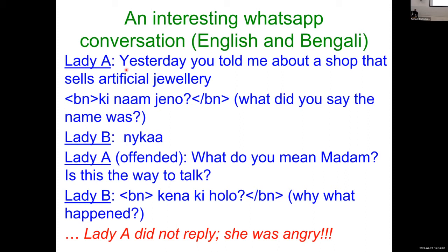Now Lady A asks, yesterday you told me about a shop that sells artificial jewelry. Ki naam jano. So this is a Bengali string which says, what did you say the name was? So Lady B wrote on WhatsApp, NYKAA. Then Lady A got very offended and said, what do you mean, madam? Is this the way to talk? Then Lady B is very surprised. She says, Kano ki bolo? Why, what happened? Now, what is the reason for this communication breakdown? The reason is this.